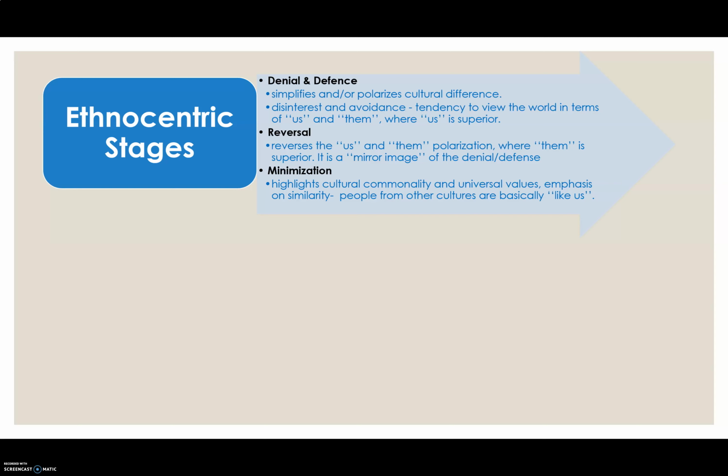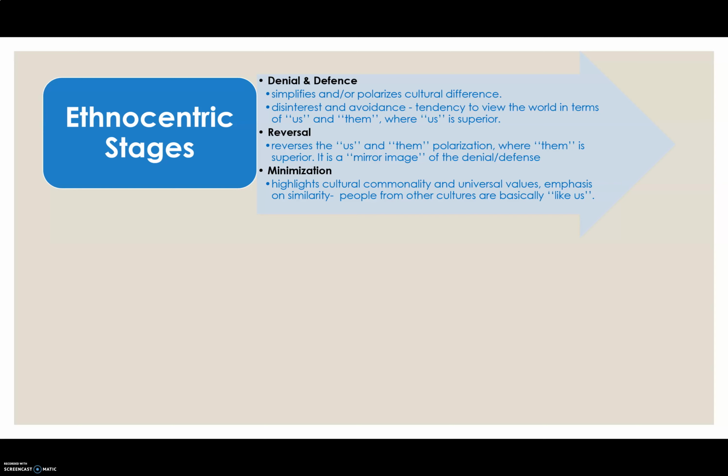Following that stage, there tends to be a little bit of a reversal. Okay, and what happens here is that people start to think, well, actually, maybe we're not right, and there's a kind of a reverse polarization of us versus them, where the them is superior. Yeah, and it's a mirror image of the denial phase. So this is very common, for example, when people arrive in Germany and are very impressed, for example, with German culture, and they start to think, well, actually, the way they're doing things are completely right, and the way we do things in Ireland are completely wrong. Okay, so it's this complete reversal of the denial and the defense stage.